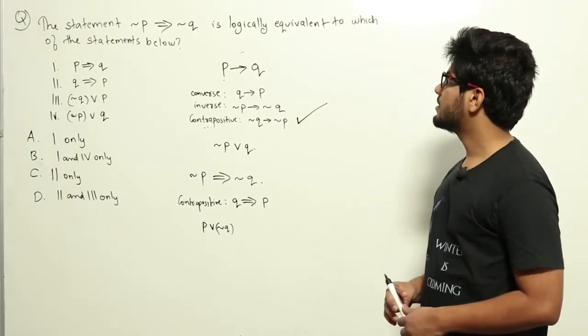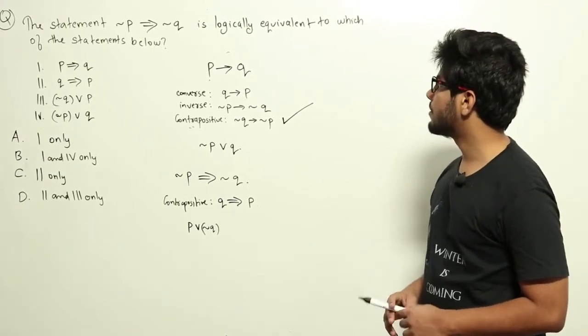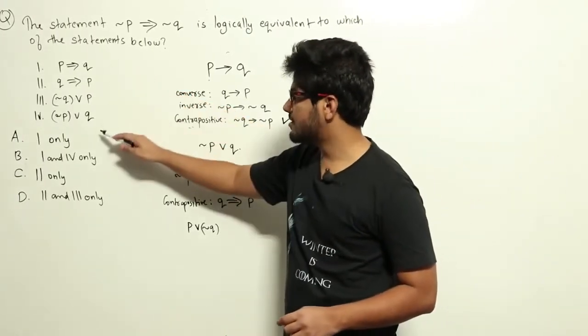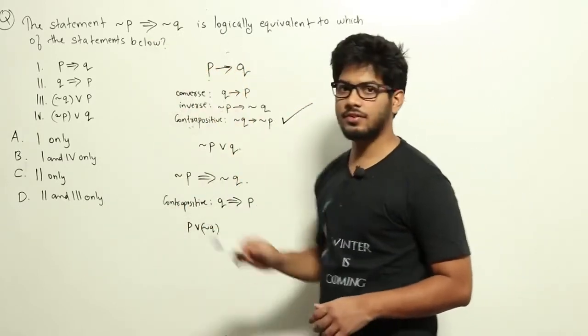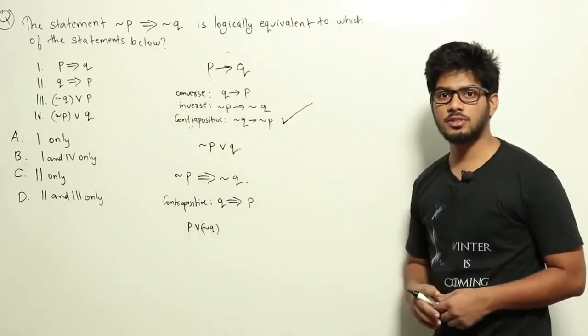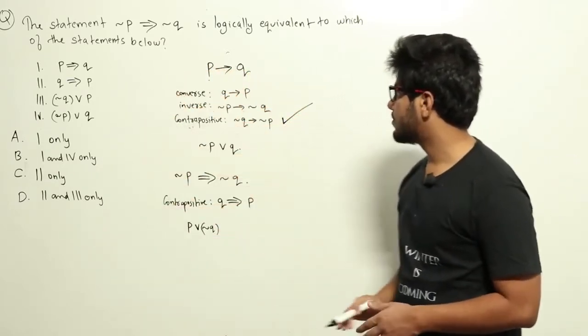The statement negation of P implies negation of Q is logically equivalent to which of the statements below? We have been given these four statements and they are asking which among these is logically equivalent to the statement given here. So this is a question from propositional logic. Now let's take a look at these statements.